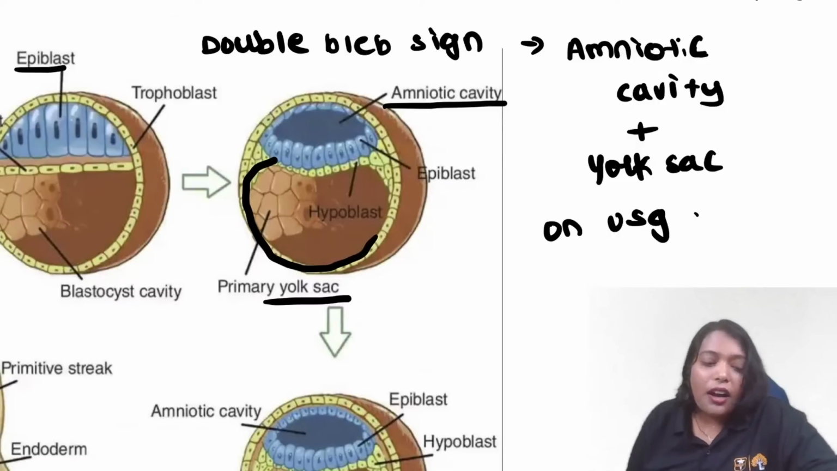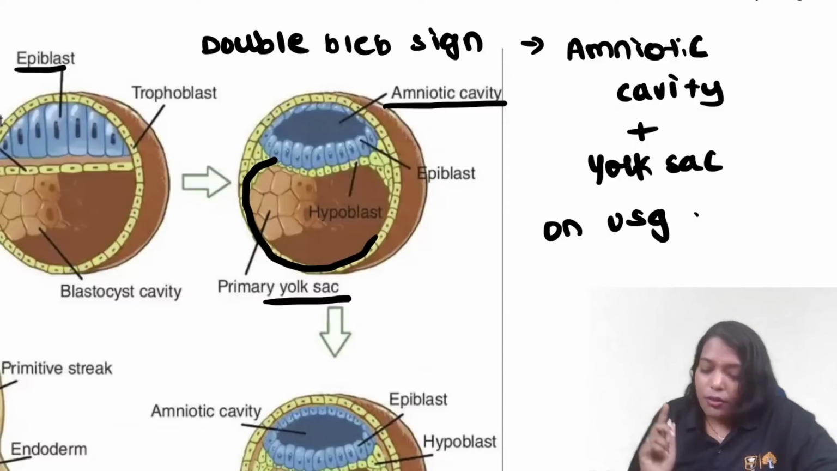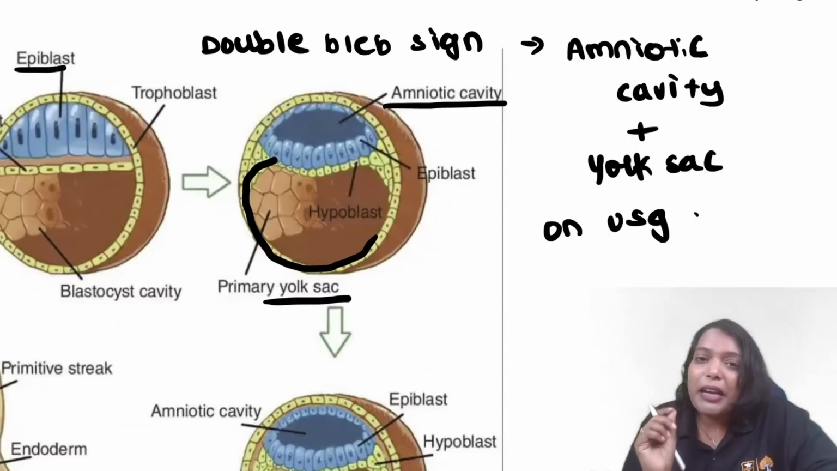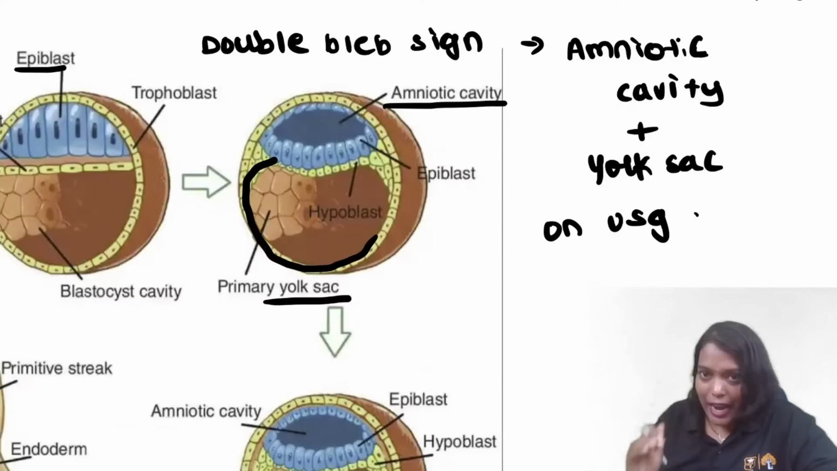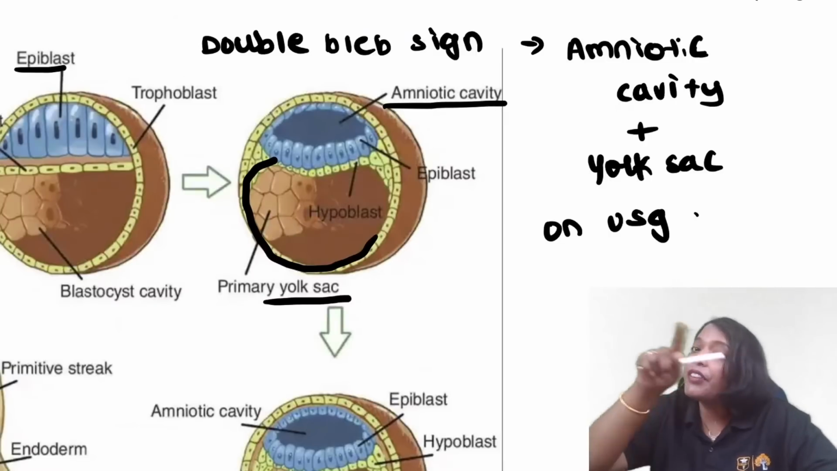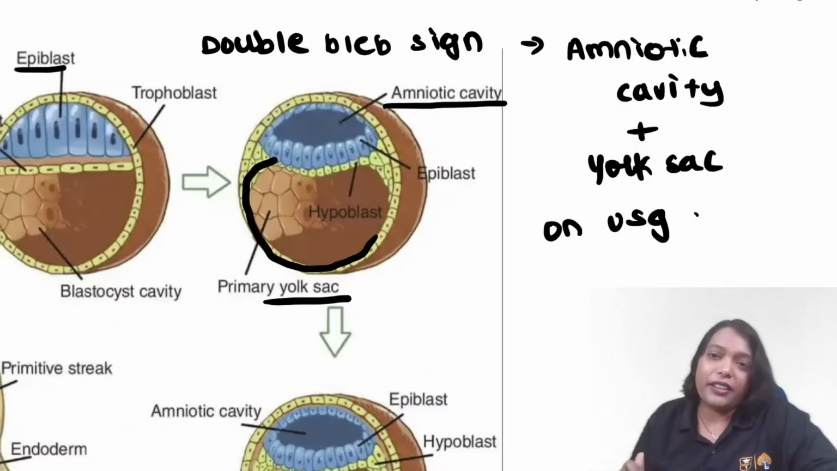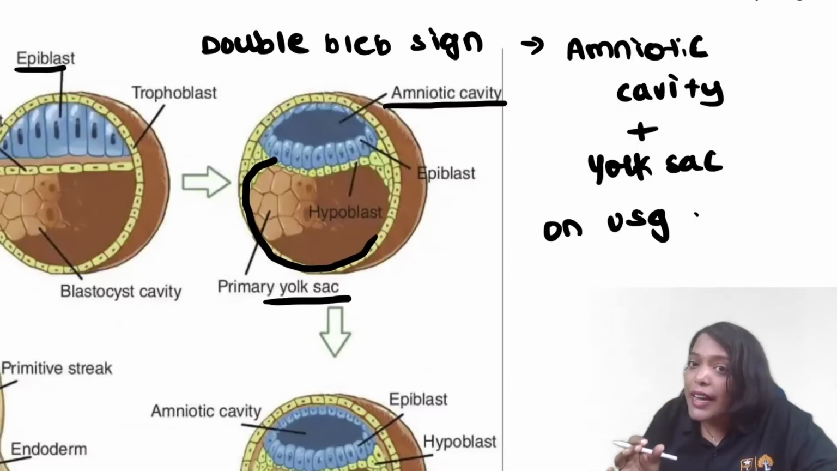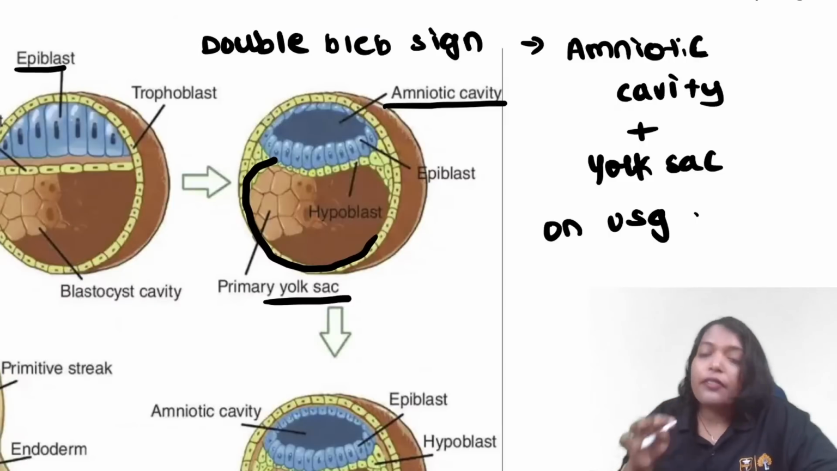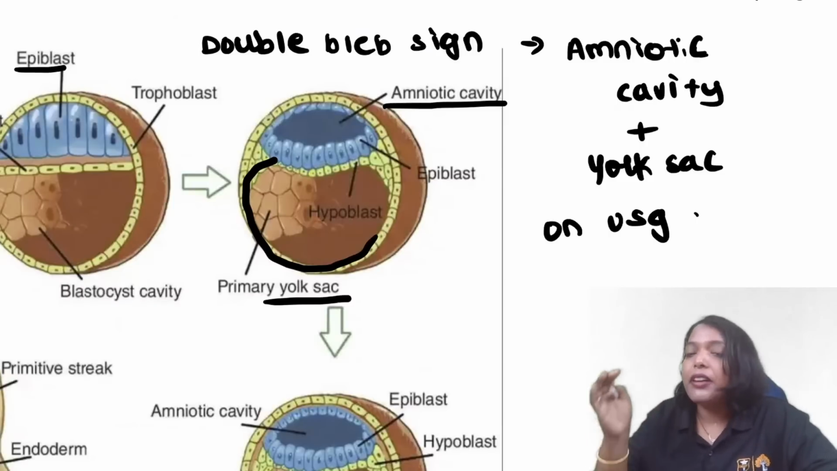Okay. Do you know what the double bubble sign is? If anybody knows, you can write it in the comment box. So what did I discuss now? The inner cell mass will further divide into epiblast and hypoblast. Inside the epiblast there will be one cavity developed, called the amniotic cavity. The hypoblast also will have one more cavity, called the yolk sac. The amniotic cavity and yolk sac on USG will look like two blebs, which we call the double bleb sign.